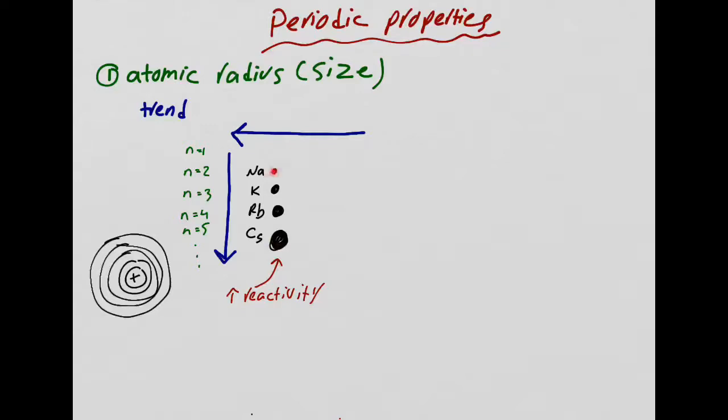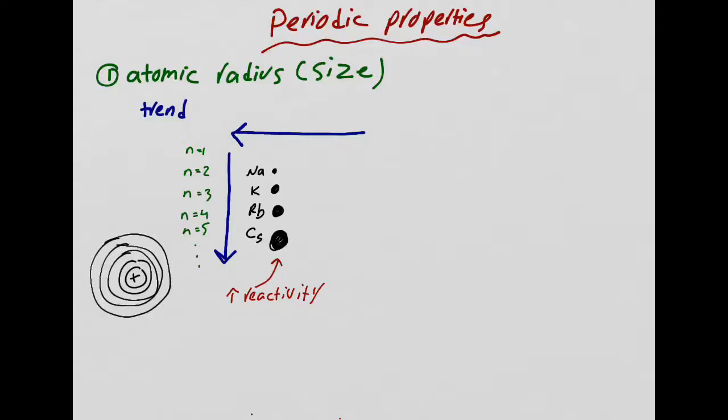Now, again, just to remember that cesium is really reactive. Now you might be asking me, okay, this makes sense. As we come down, they get larger and they get more reactive. What happens if we go from right to left? How would we explain that?